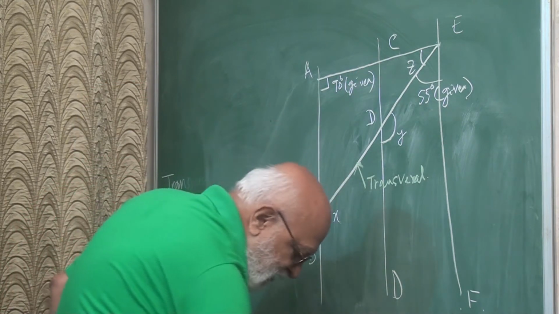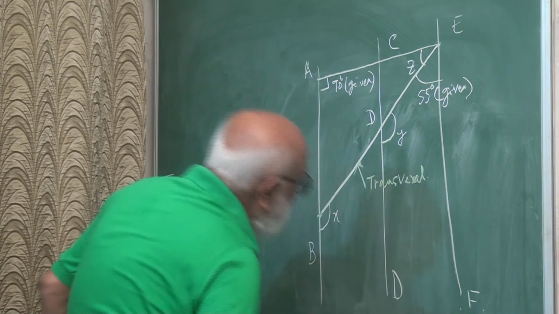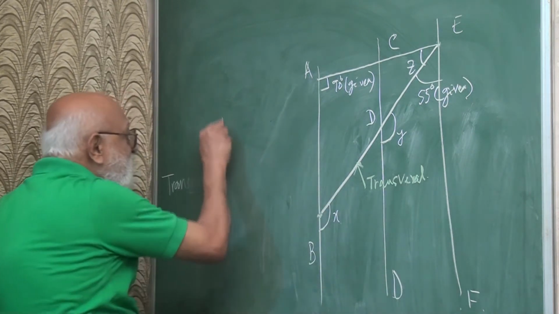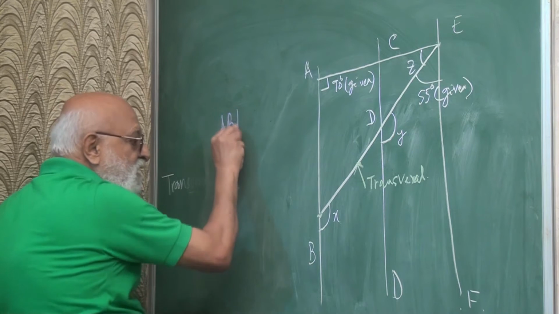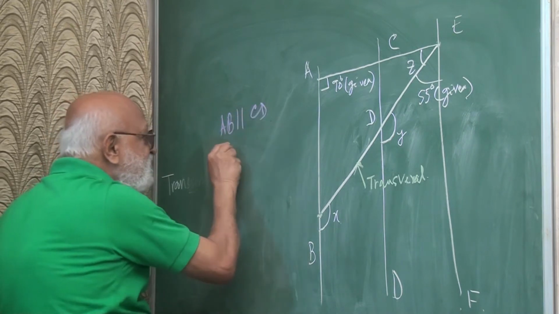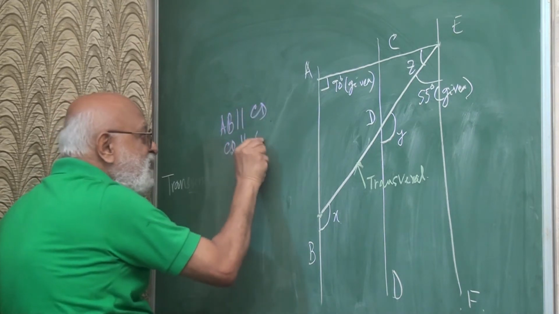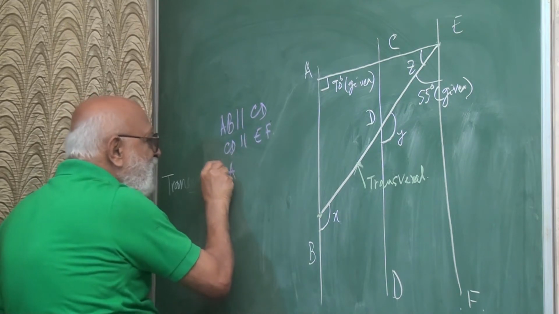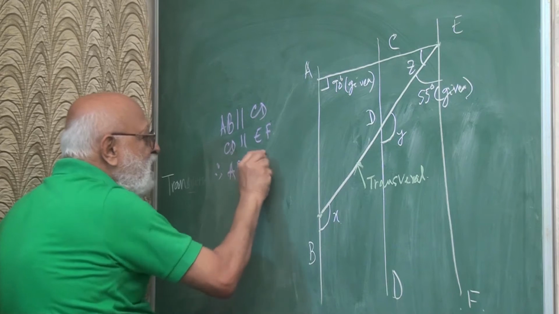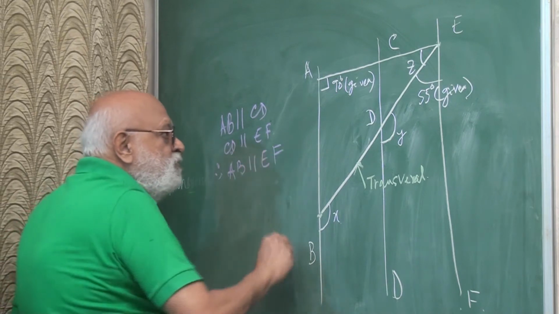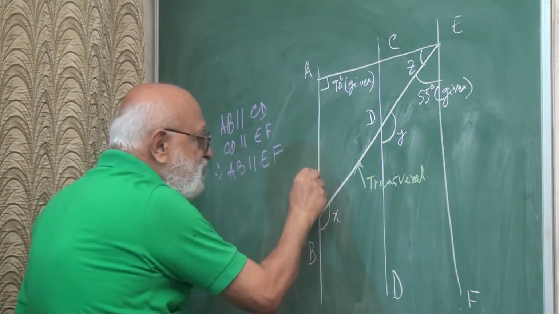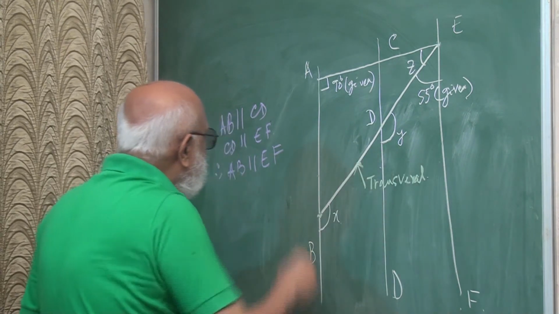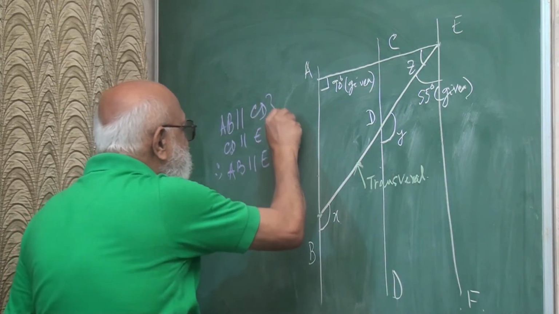Whatever else is given here is that AB is parallel to CD and CD is parallel to EF. So we know AB is therefore also parallel to EF. So these are the 3 parallel lines, as I have told you before.